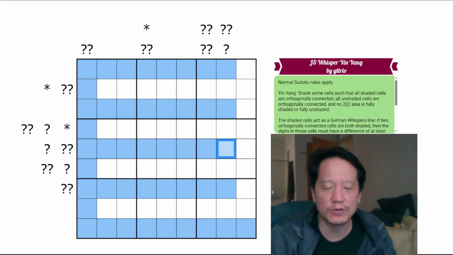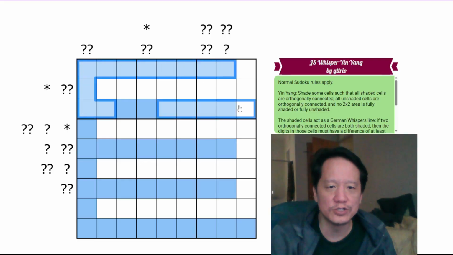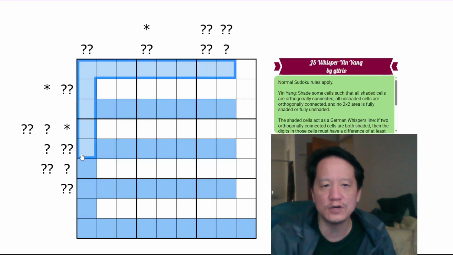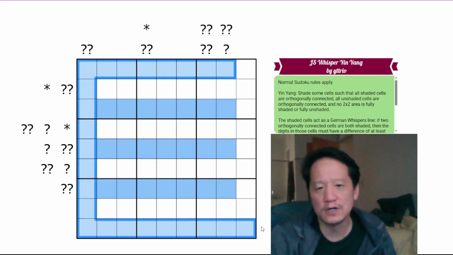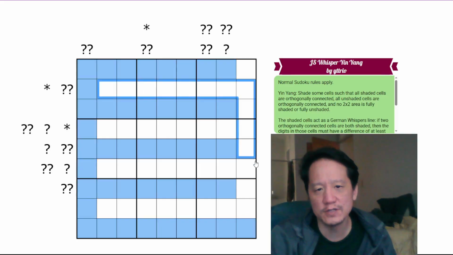what does it mean to be orthogonally connected? That means you can go from any cell in the region to any other cell in the region just by going through edges, all while staying within the region. So for example, to get from this cell to this cell, you can go through these edges, all while staying within the shaded region. Same with these unshaded cells.